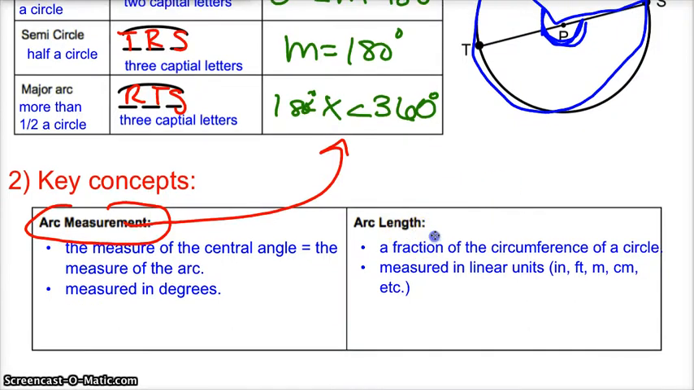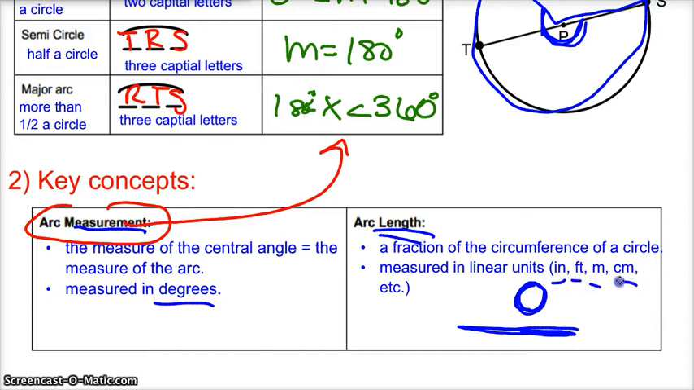The other concept here is arc length. Arc length and arc measurement are pretty easy to get mixed up. Measurement, again, is measured in degrees. When we talk about arc length, we're dealing with the circumference of a circle. Think if you were to measure something circular, you would have that flat seamstress measuring tape. Think about a lampshade. If you wanted to measure the circumference of the lampshade or how much ribbon you'd need to put around it, you could lay that flat and actually measure it in inches or feet or meters or centimeters. So this is going to be a fraction of the circumference. Length is dealing with inches, a linear unit. When we talk about measurement of an arc, we're talking about degrees.